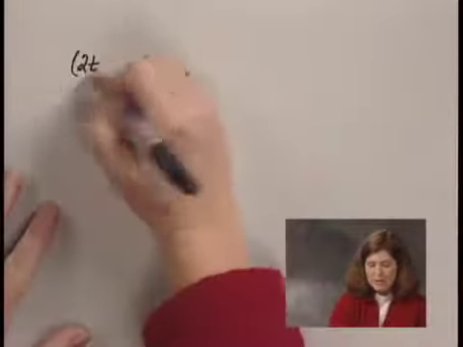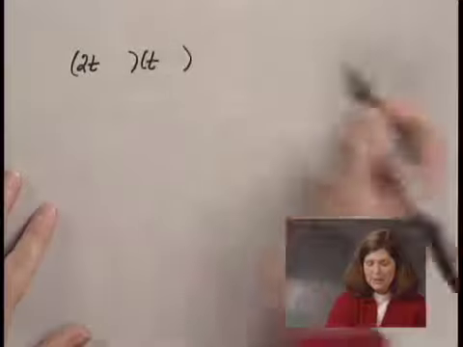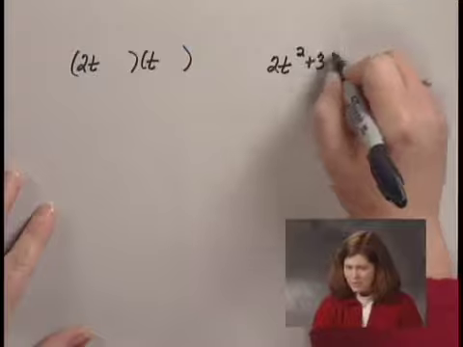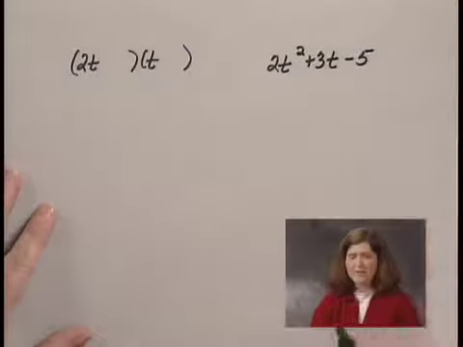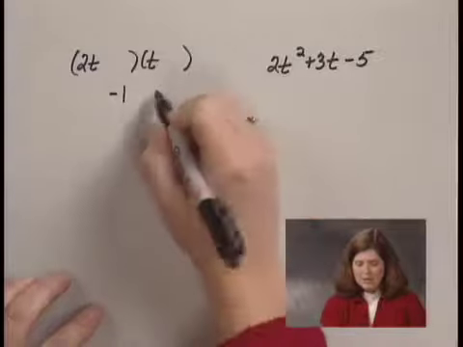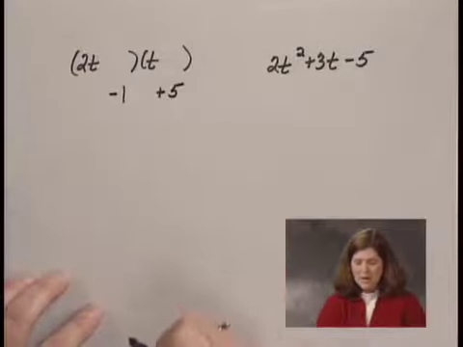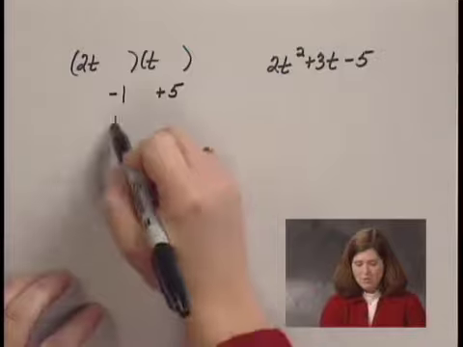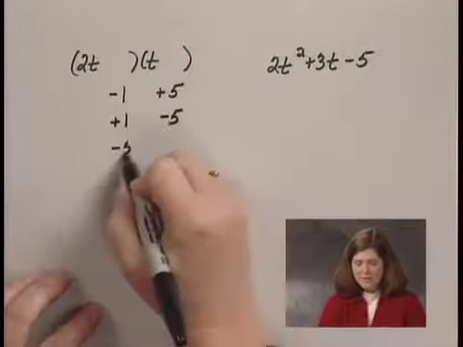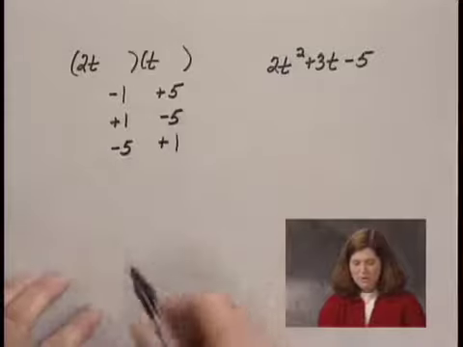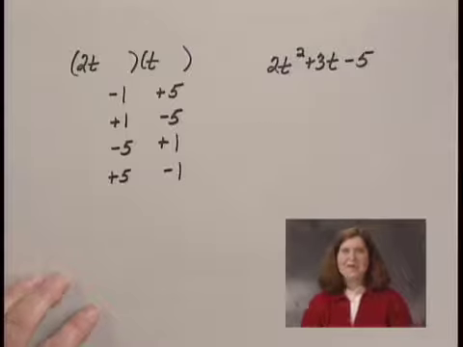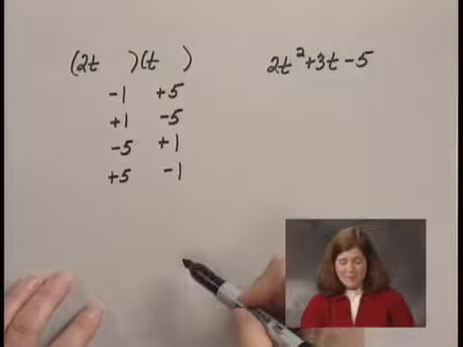2t and t, and I want 2t squared plus 3t minus 5. My options would be -1 plus 5, or +1 minus 5, or -5 plus 1, or +5 minus 1. So I have 4 different options.